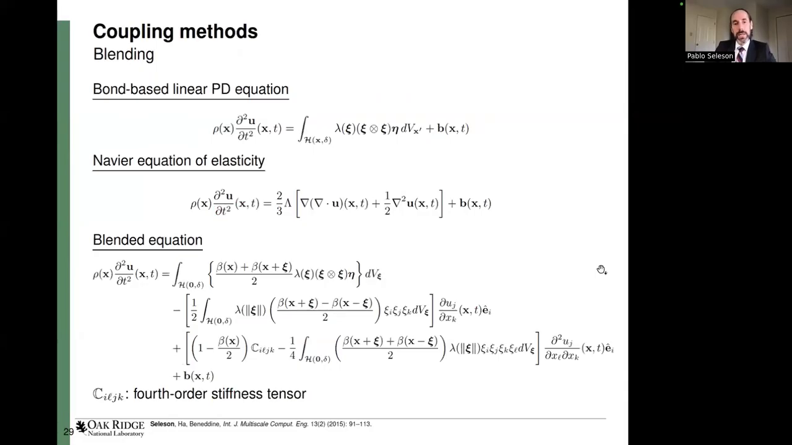Now, looking into higher dimensions, we can do a similar procedure. Here is the linear bond-based peridynamic equation with the micromodulus function lambda. We have the corresponding local limit, which is the Navier equation of elasticity.